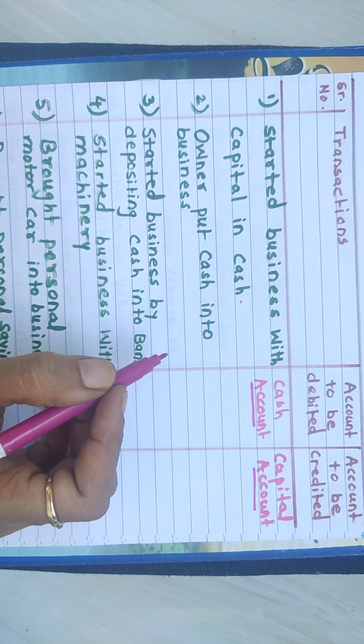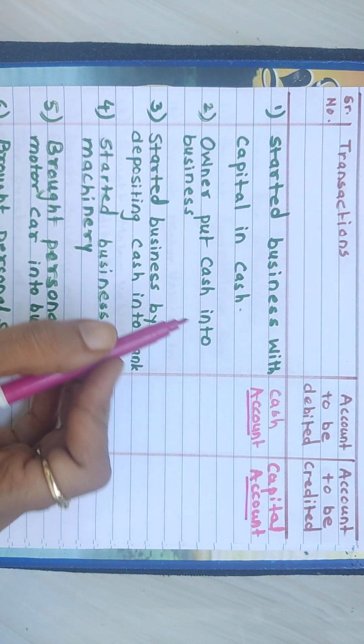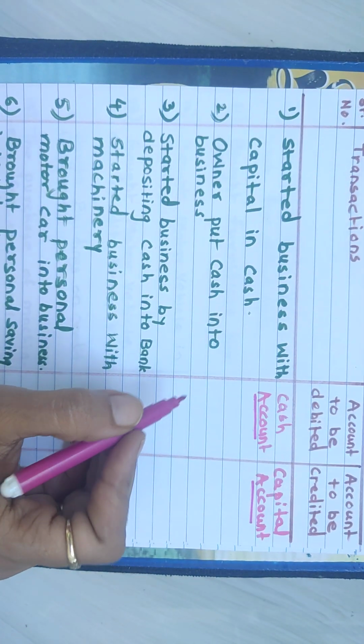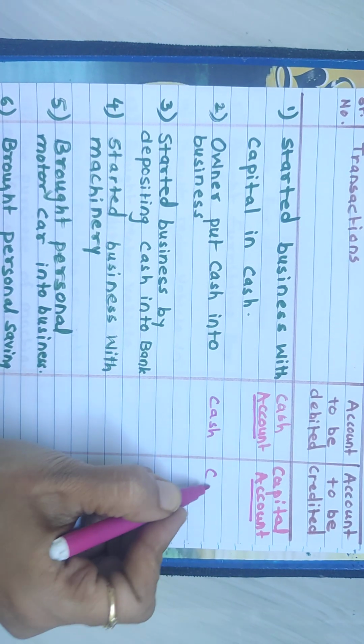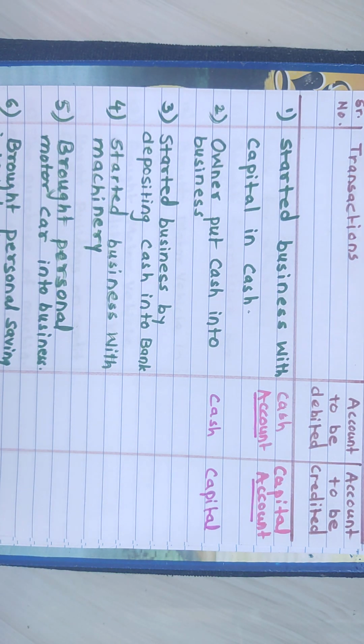Now similar types of transactions we will see to make the concept more clear. See, it can be asked like owner put cash into the business. Owner put cash into the business. So it is one and the same. Cash account will be debited and capital account will be credited.